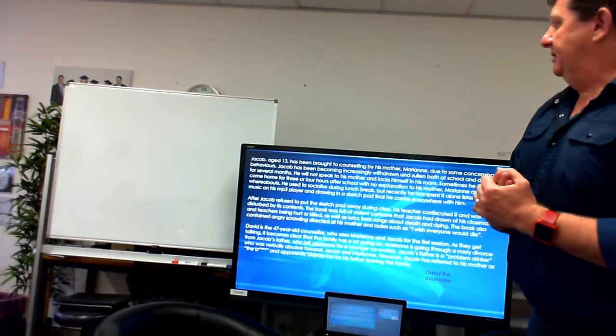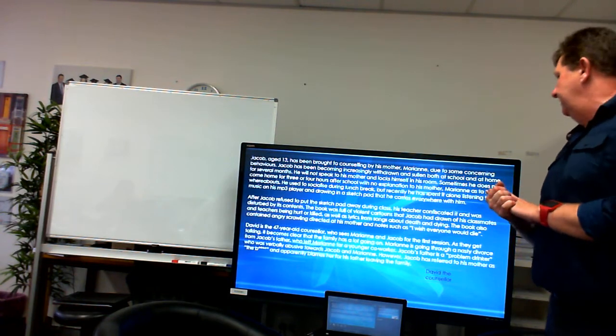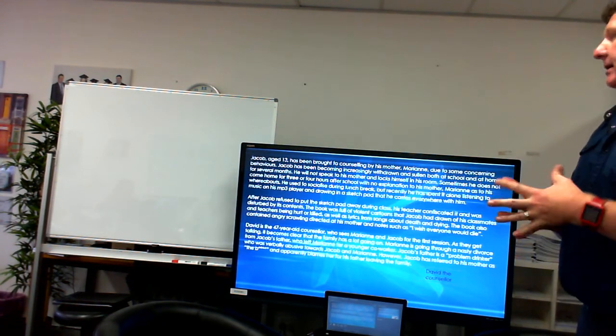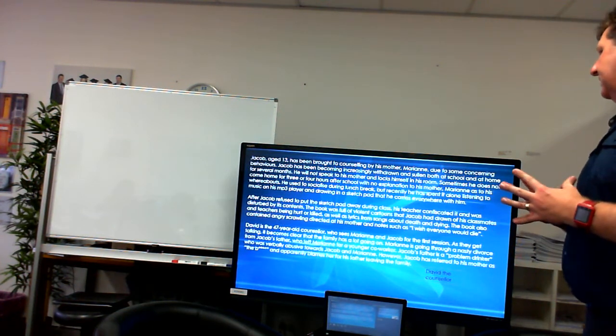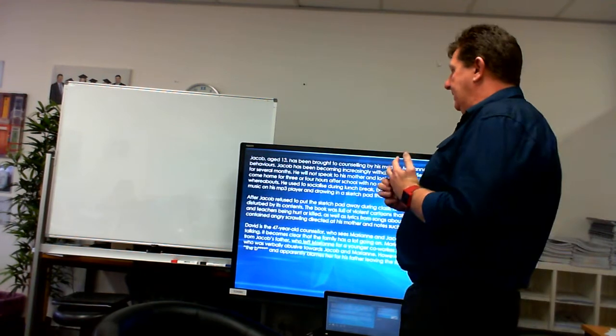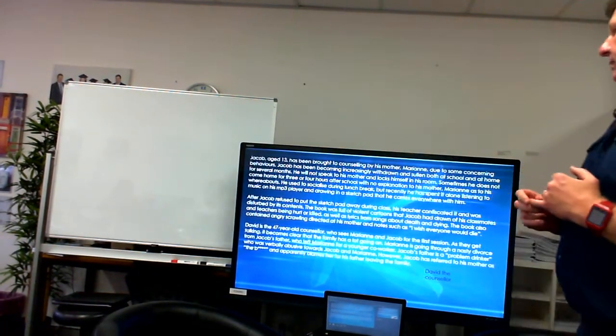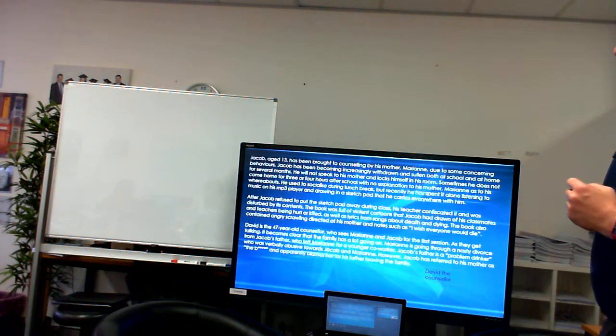Okay. After Jacob refused to put the sketch pad away during class, his teacher confiscated it and was disturbed by its contents. The book was full of violent cartoons that Jacob had drawn of his classmates and teachers being hurt or killed, as well as lyrics from songs about death and dying. The book also contained angry scrawling directed at his mother and notes such as, "I wish everyone would die."